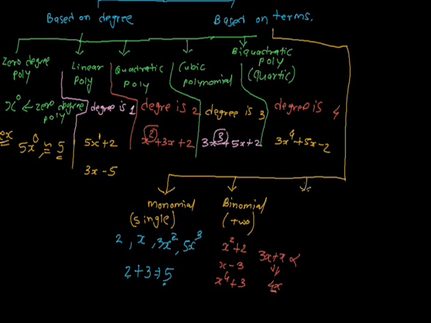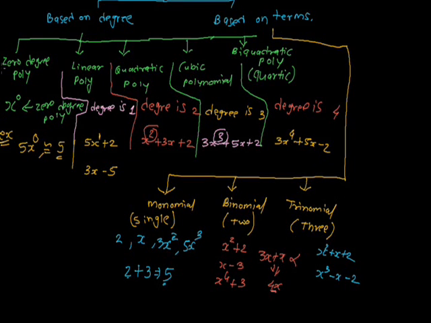Next one is trinomial. Tri means 3, so it contains 3 terms. For example, x square plus x plus 2, or x cube minus x minus 2. These are examples of trinomial.